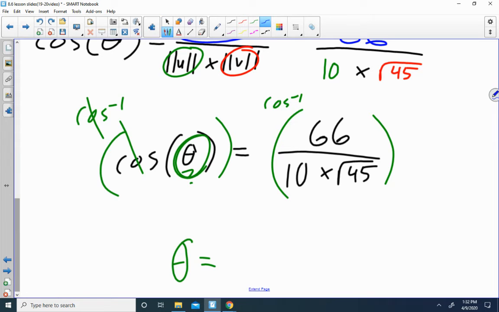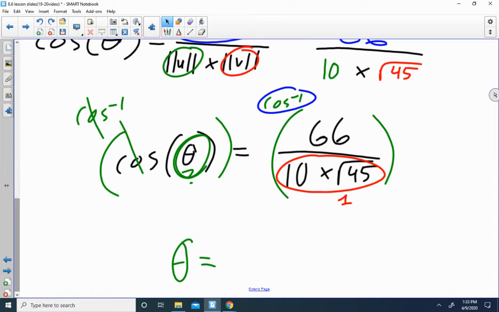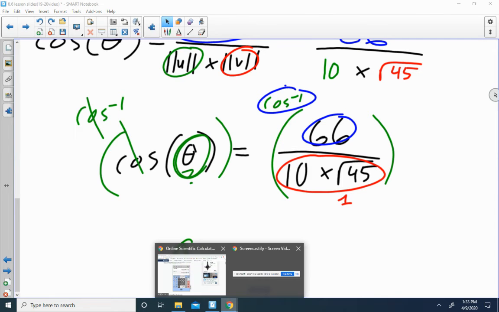We're going to do 66 divided by 10 times root 45, and then whatever that is, take the cosine inverse. And please, whatever you do, do not type this entire thing into the calculator all at once. The calculator sucks at PEMDAS or PERMDAS. It absolutely sucks at it. So my recommendation, I would do 10 times root of 45 first, then divide 66 by that number, then take the cosine inverse. That is my advice. So let's go ahead and do that in the calculator, one step at a time.